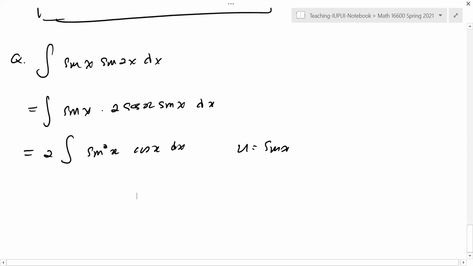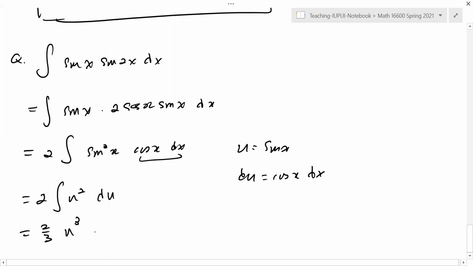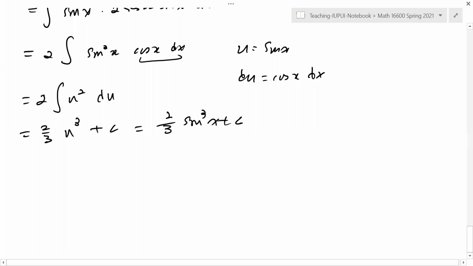Use a substitution, u equals sine x, then du equals cosine x dx, and this is a du, right? So it's 2 u square du, and then that's just 2u cubed over 3 plus constant. And then sine cube x plus constant. I think this is the best way to do it.